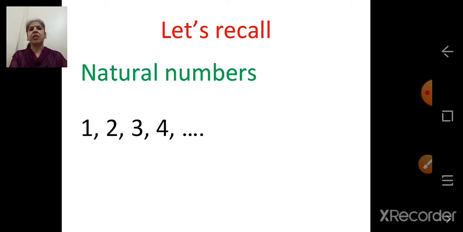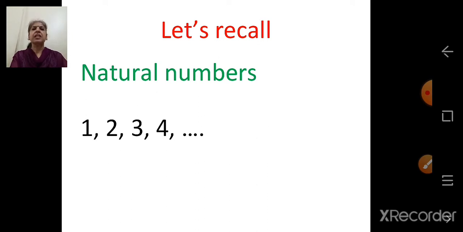Now let's recall. We are familiar with these terms. Natural numbers. What are natural numbers? Numbers 1, 2, 3, 4 and go on. Natural numbers are also known as counting numbers. Whenever we do counting, we start from 1, 2, 3, 4. So they are natural numbers.